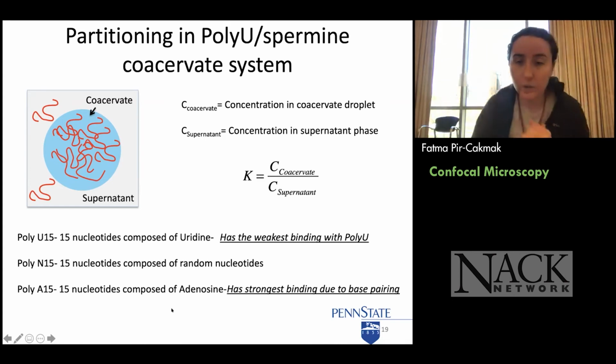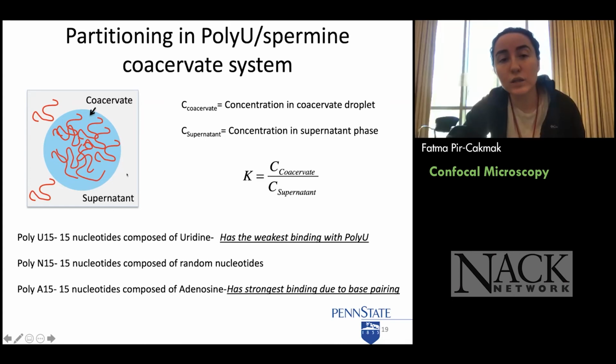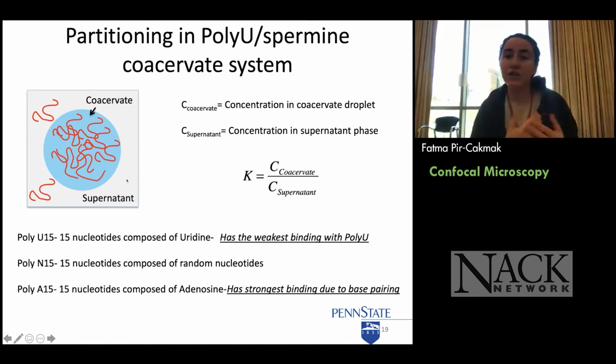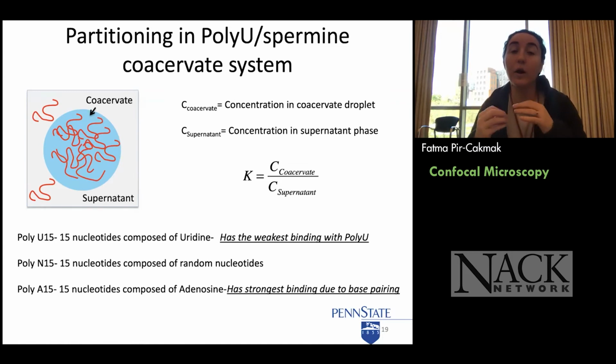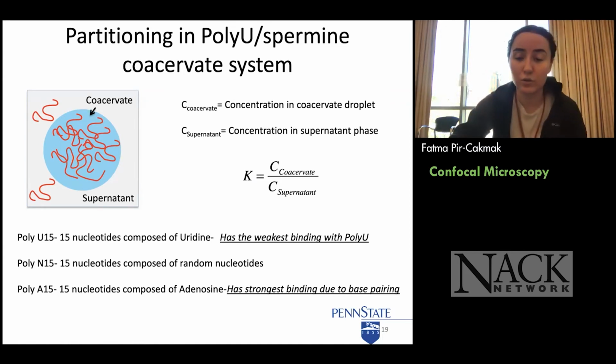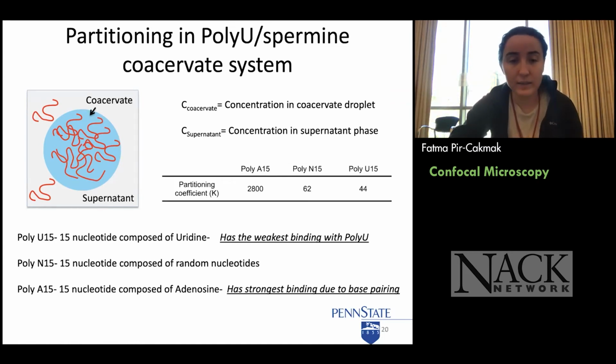When I calculate the concentration in the droplet and the concentration in the supernatant, I can actually calculate how much my biomolecule is concentrated in the droplet. It is a lot higher when I use A15, which is expected because it has the strongest binding.